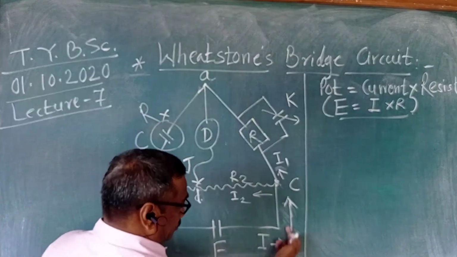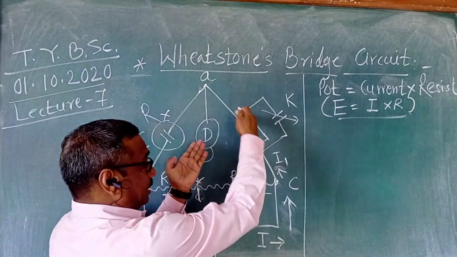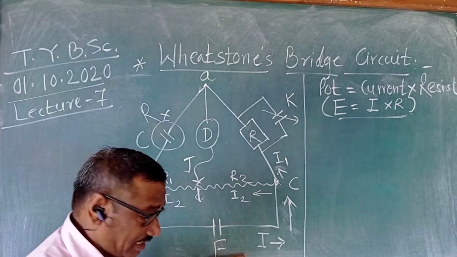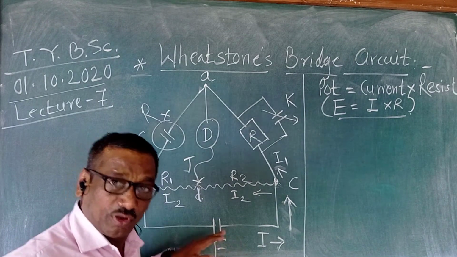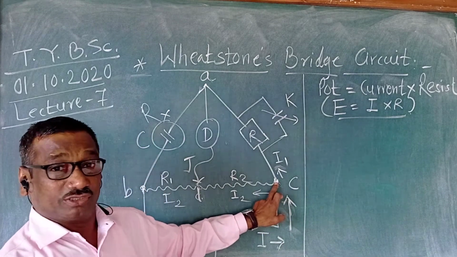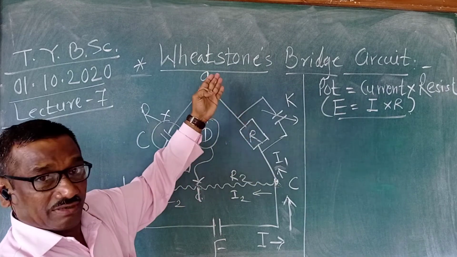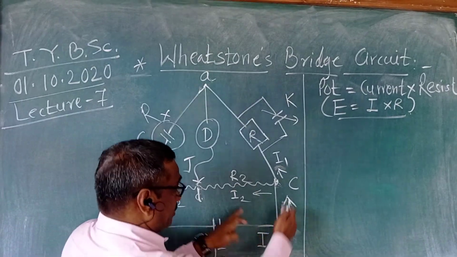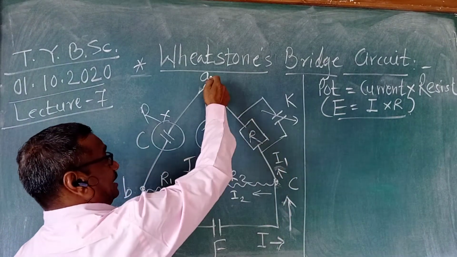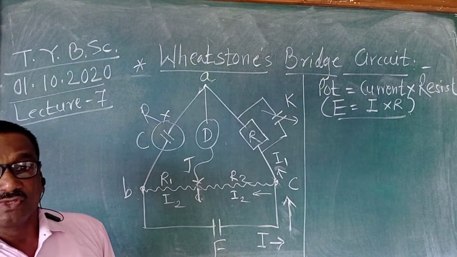So current I flows in this direction, but at point C this current is divided into two currents, I1 and I2. The current I from the source or battery is divided at point C because there is a bridge, with a uniform resistance and a variable resistance. This current I is divided into two currents, I1 and I2. I1 flows in the direction A to C and I2 flows in the direction C to D.